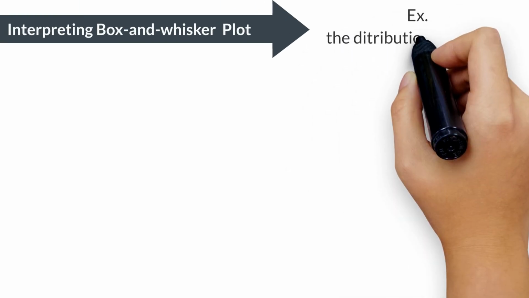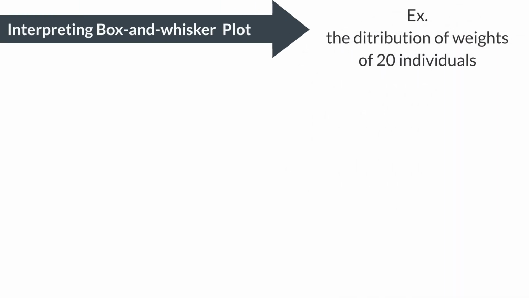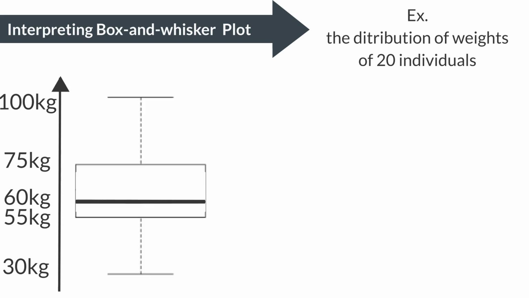Now, let's practice interpreting a box and whisker plot. Imagine you have data on the weights of 20 individuals, and the box and whisker plot looks like this. What can we deduce about the distribution of these 20 individuals?